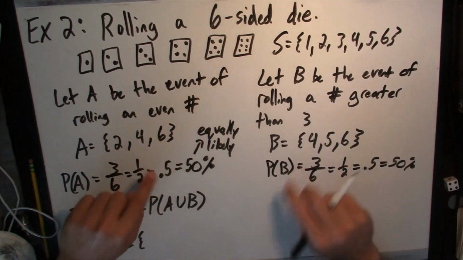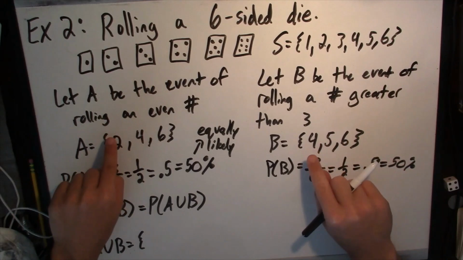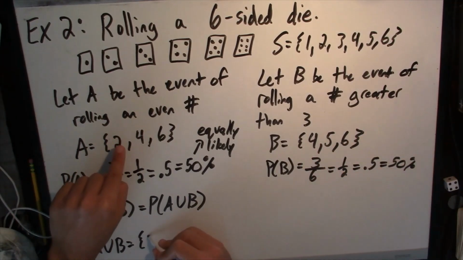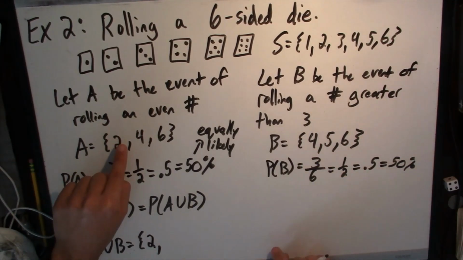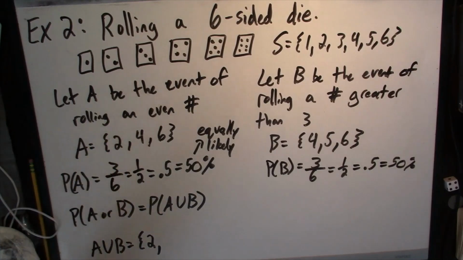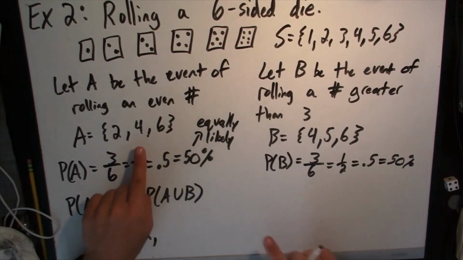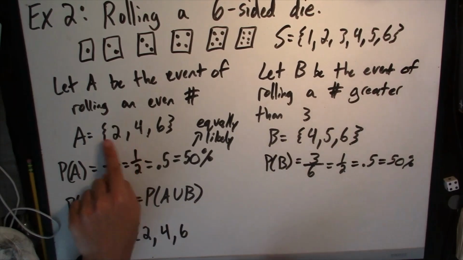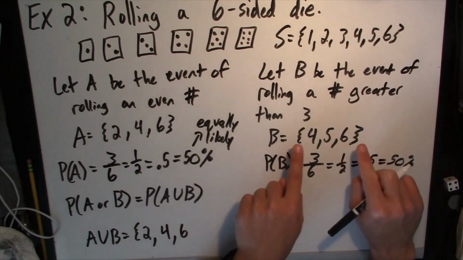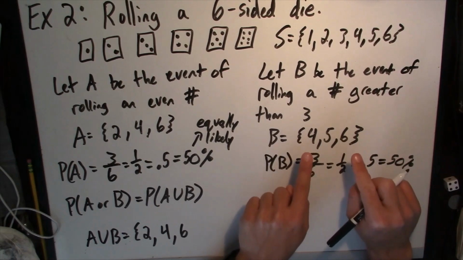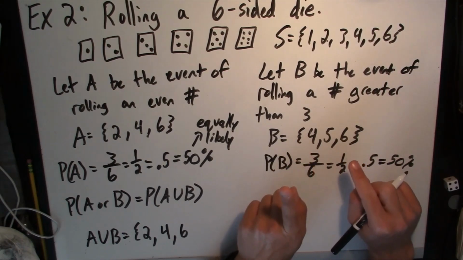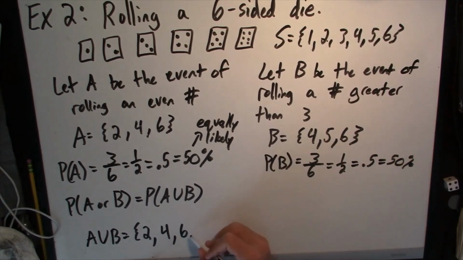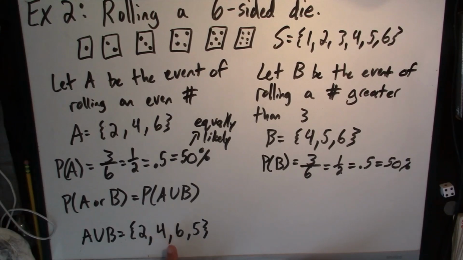So if I'm combining these two together, I have to include everything from both sets. 2 is in A, so it goes into the union. 4 is in A, and 6 is in A. So I'm going to have 2, 4, and 6. Now here, 4 and 6 I've already counted, so I do not count them again. I only do it once. But I do have to include 5. So here is my union of A and B. It's 2, 4, 6, and 5.